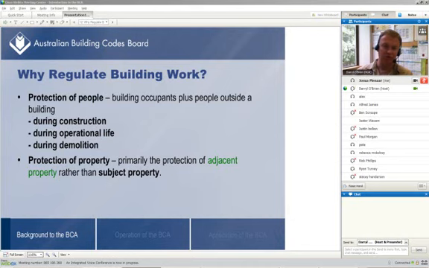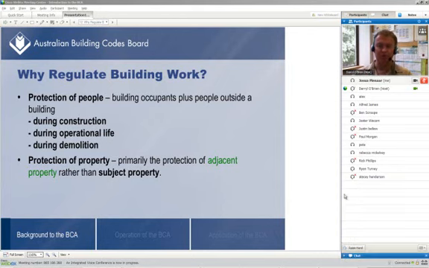So that's why we'll have a building that has walls constructed to what's called an FRL, a fire resistance level, to stop the passage of hot gas or flames or radiant heat to adjoining properties. That's why we're looking at those things. So that's what we're looking at with the BCA. We want to protect people first and foremost, and then property. Okay.